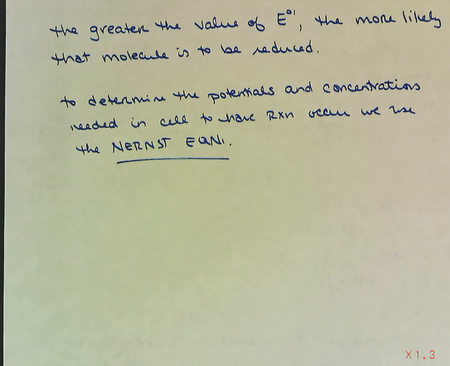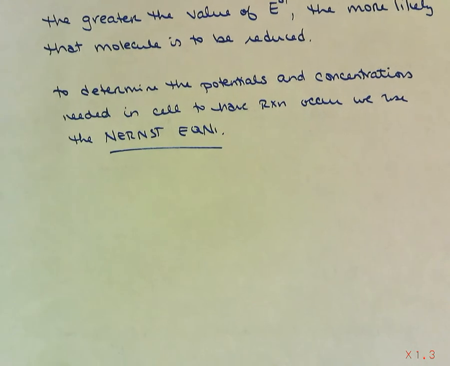So to determine the potentials and the concentrations needed in a cell to have a specific reaction occur, we're going to use the Nernst equation from Chem 109. Look at that, Chem 109 just keeps circling back. That's one of the most important classes you've ever taken, especially if you took it with me, which like a third of you guys did.